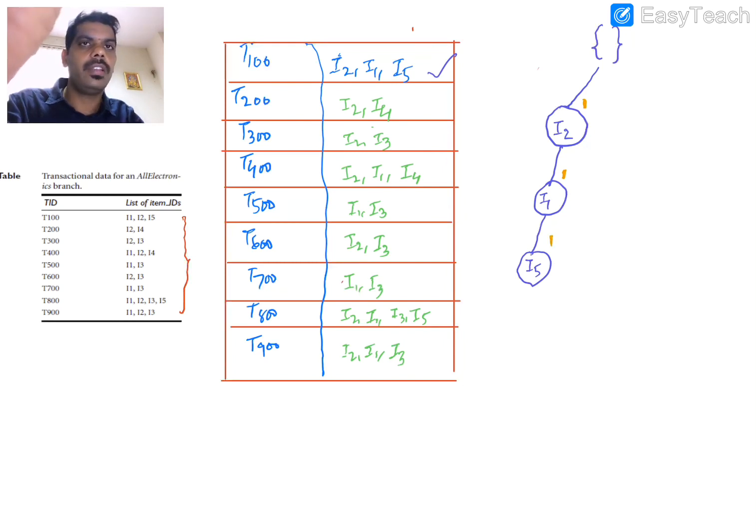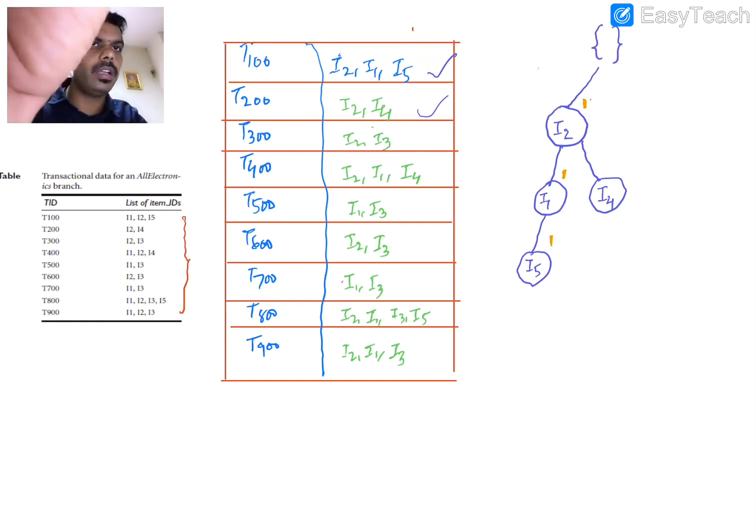And next, the second transaction, I2, I4. I2 is already there, so I4 goes at the second level. I am going to construct I2, I4, and now I am going to mark the frequency. I2 is 2 and I4 is 1, right?